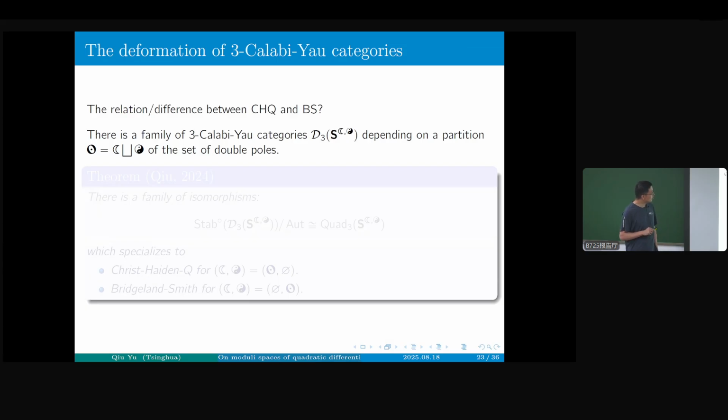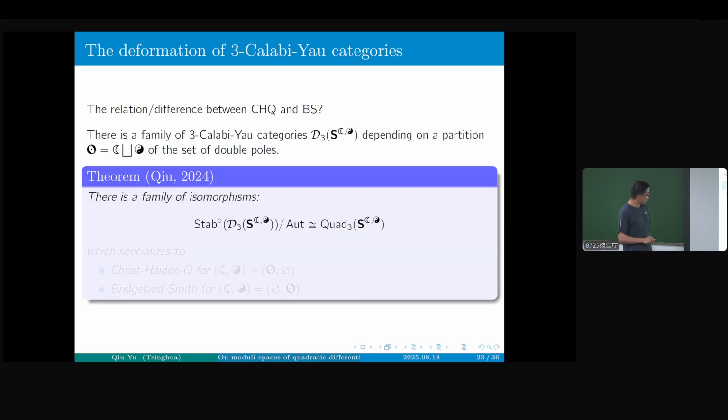So this deformation corresponds to a partition of the set of double poles into two parts. I use this yin-yang because there's a Z2 symmetry. So for Chinese and also foreigners, when you see yin-yang, you know there's a Z2 symmetry. I don't need to explain, right? So the point is that for this family of deformed 3-Calabi–Yau categories, we can realize the partial compactification one step after another. This specializes to the two cases I mentioned before.